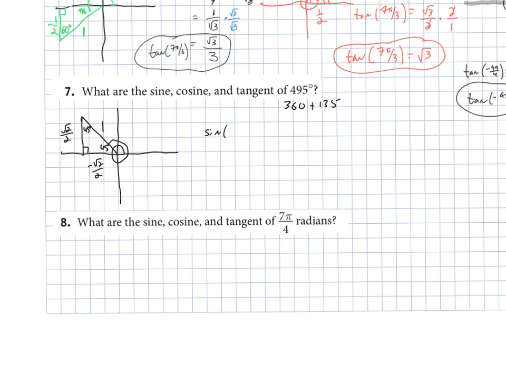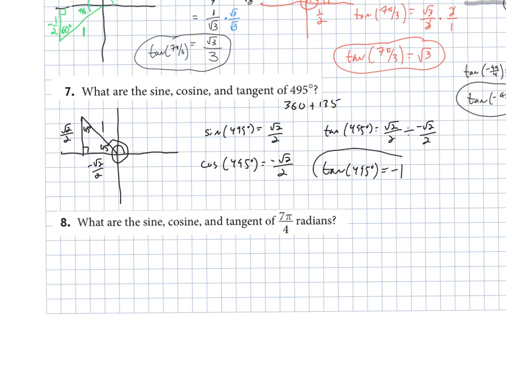So the sine of 495 degrees is equal to positive root 2 over 2. The cosine of 495 degrees is equal to negative root 2 over 2. And finally, the tangent. Got to do a little bit of work here, but hopefully you see where it's going. It is the sine, root 2 over 2, divided by the cosine, negative root 2 over 2. So the tangent of 495 is equal to negative 1.